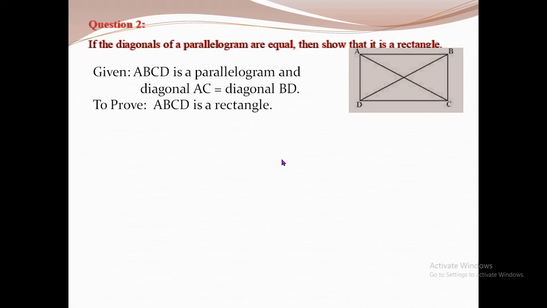Children, a rectangle is a parallelogram. You know that all rectangles are parallelograms, but the reverse is not true. The converse is not true. All parallelograms are not rectangles. Okay, remember that. In a rectangle, the very important property is this: if one of the angles of a parallelogram is 90 degrees, then we call it a rectangle.